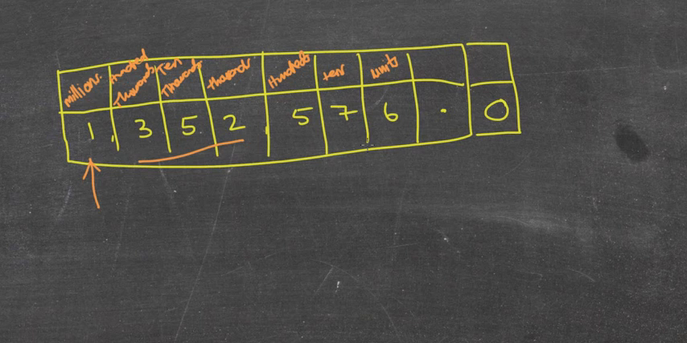Alright, so what this reads as is 1,352,576. So we've now looked at more than just the units, the tens, the hundreds. We've also now expanded to the thousands, 10,000s, 100,000s, and the millions column.